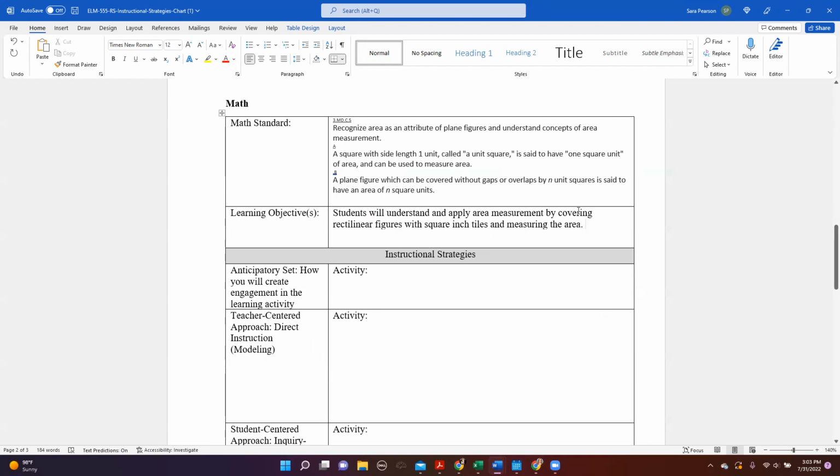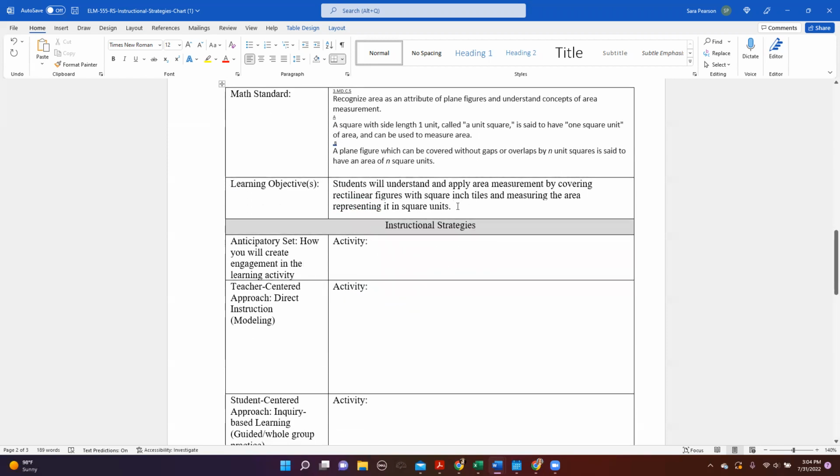Okay, and some of the enduring understandings I'm going to make sure that they are covering is that they do know that you can't have any gaps or overlaps. So that's going to be something I look for when I'm assessing students. And then in addition, making sure that they call it a unit square or 1 square unit. That square is an important part when they represent it. So I might want to include that. Students will understand and apply area measurement by covering rectilinear figures with square inch tiles and measuring the area, representing it in square units. Making sure that's there so I can be very specific.